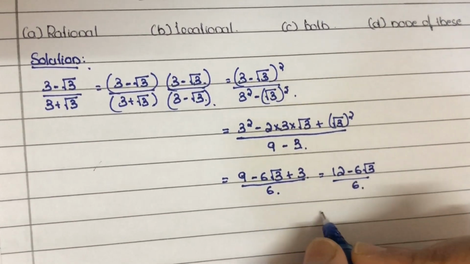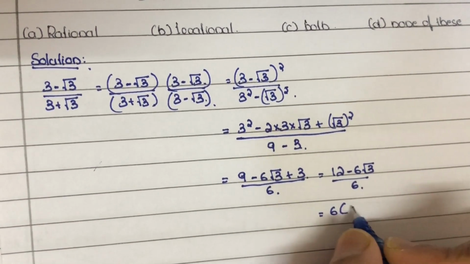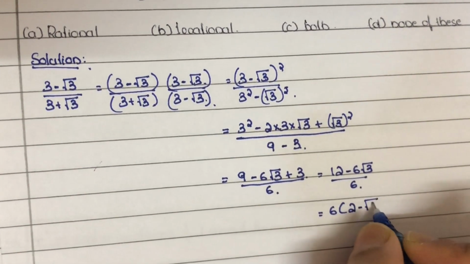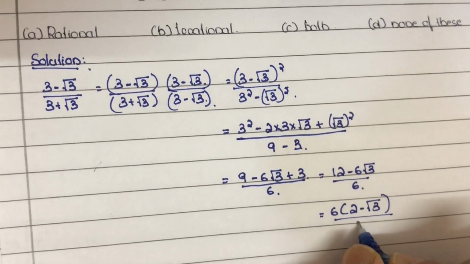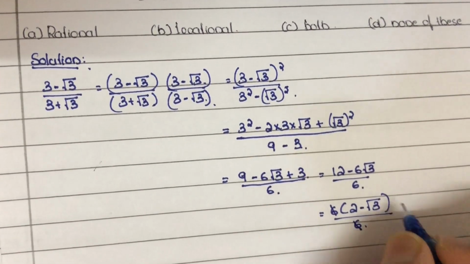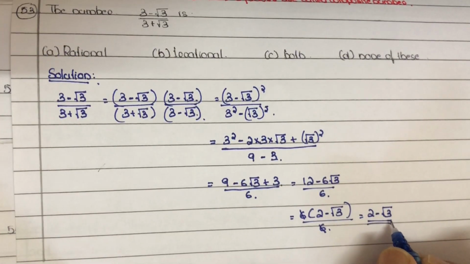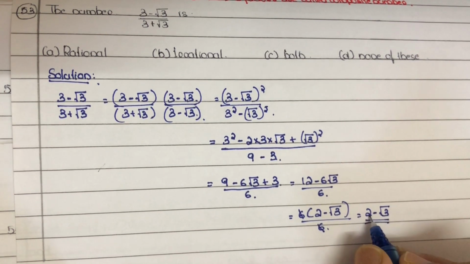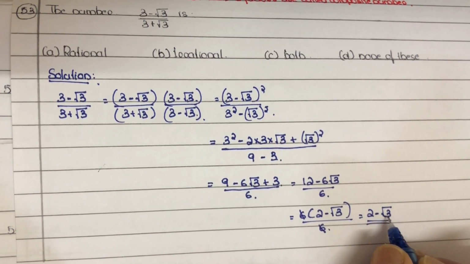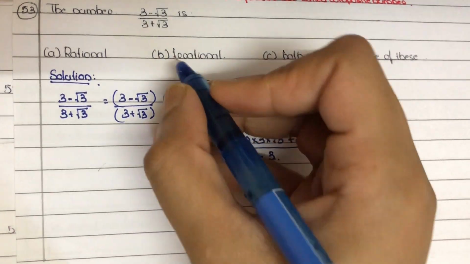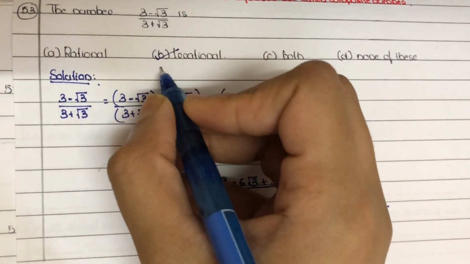Here 6 is common, so take it out. 6 into (2 - √3) by 6. 6 and 6 get cancelled. Answer is 2 - √3. And we know that √3 is an irrational number, which implies 2 - √3 is also an irrational number. So answer is option B. Question 53, option B.